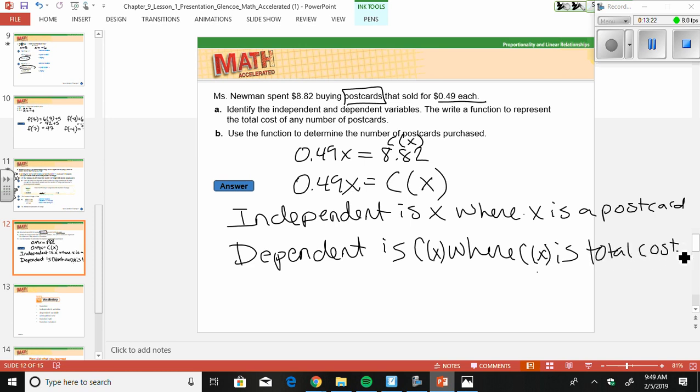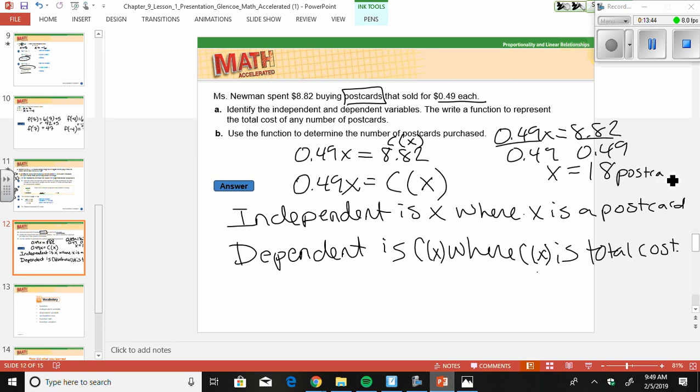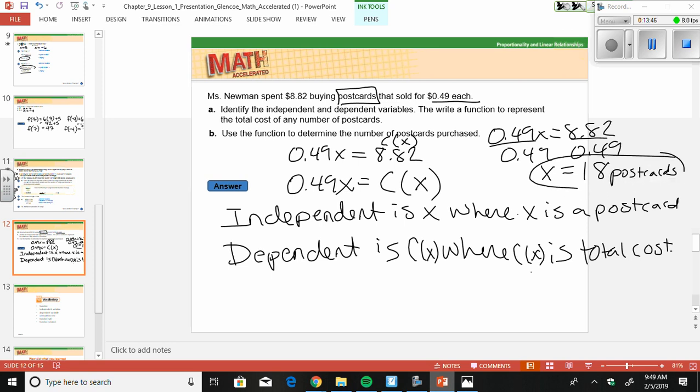And if we need to find our answer, so that's 49x is equal to 882, we divide by 49 on both sides, and we get x equals 882 divided by 49. We get x equals 18. 18 what? 18 postcards. The two answers here, two sets of answers: we have our answer of 18 postcards, and then we need to say what our independent and dependent variables are.